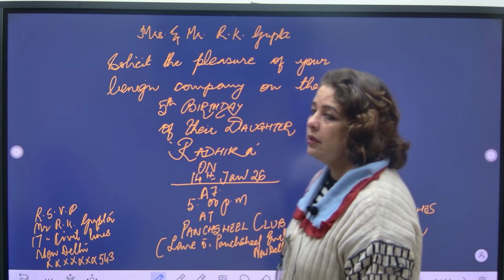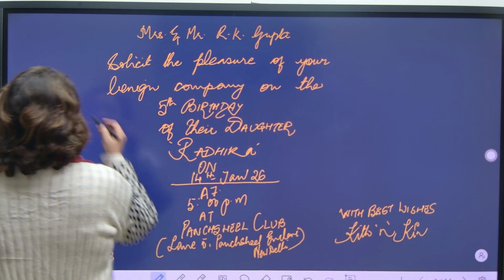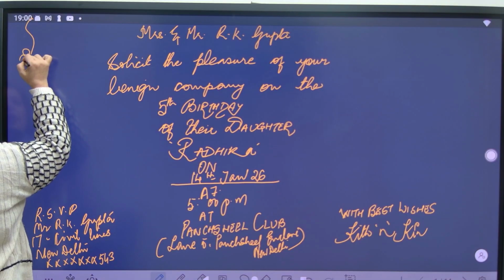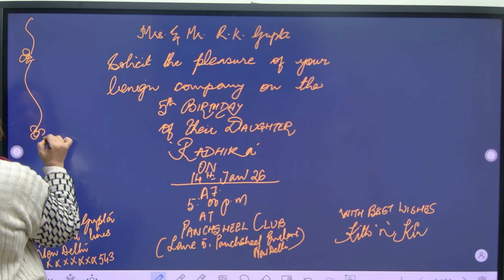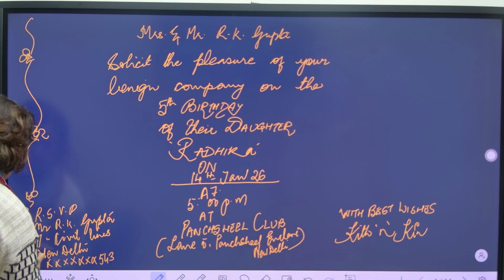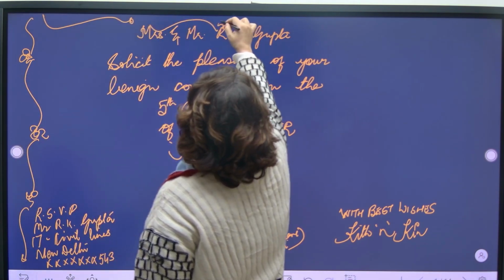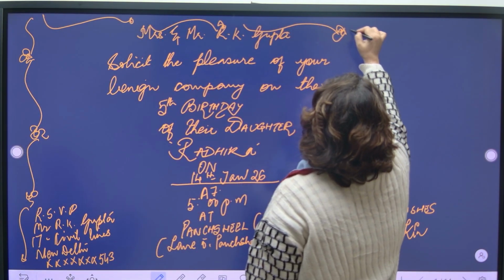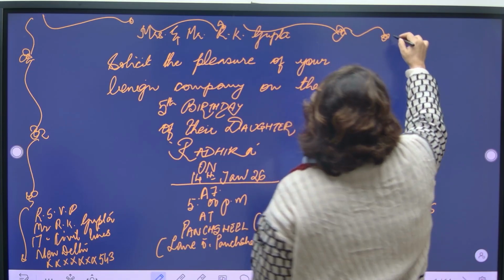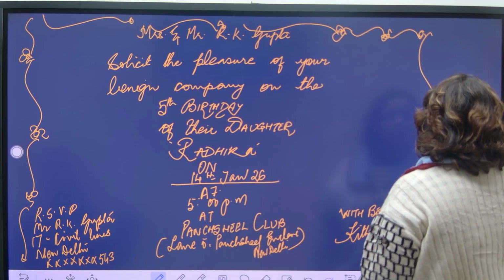Because it is a card, you can do with the fonts also. As I told you, you have to cover it. You have to make a nice border. So whichever way you want, you can make a nice fancy border that does not take much of your time, and it solves the purpose also.